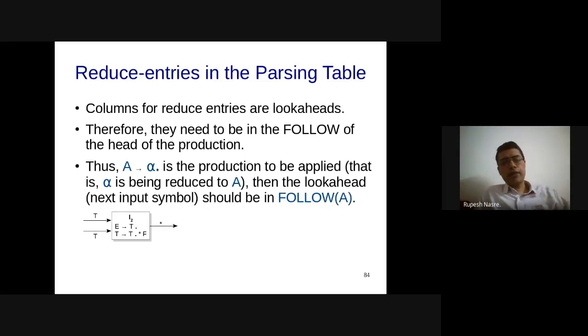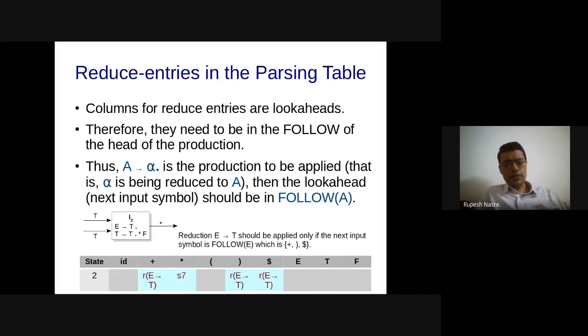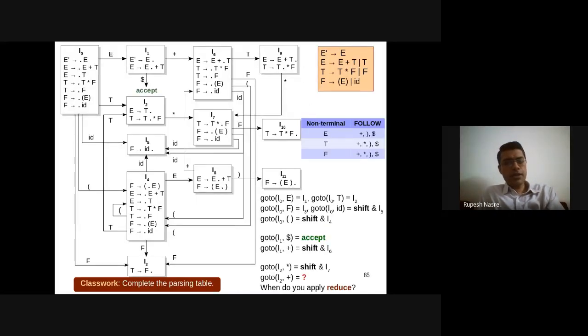In general, A deriving alpha dot, if it's the production to be applied, that means that the string alpha is getting reduced to non-terminal A, then the look ahead should be in the follow set of A. Right? So in this case, it is plus, opening parenthesis and dollar for E. Sorry about that formatting, but therefore we have this particular row for state I2. Okay, so let's complete the parsing table. Please do it for I3.